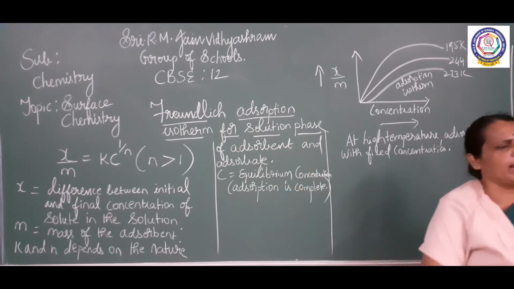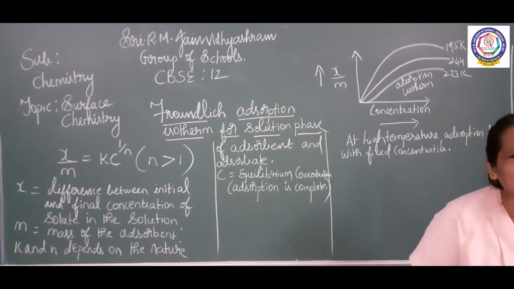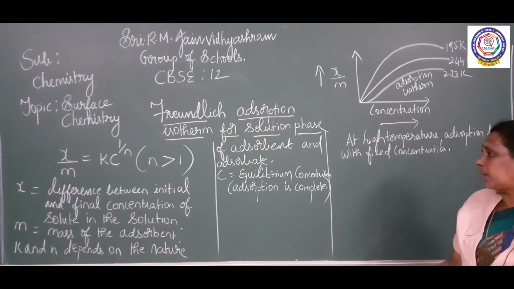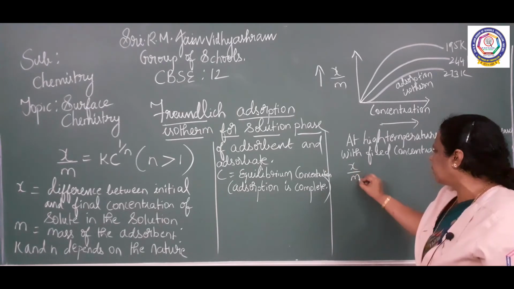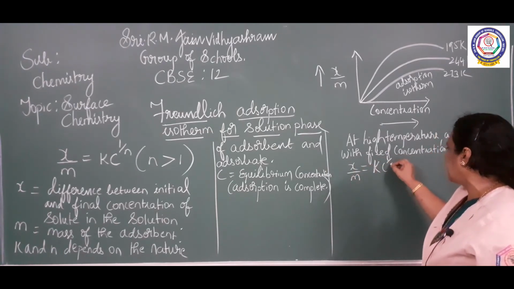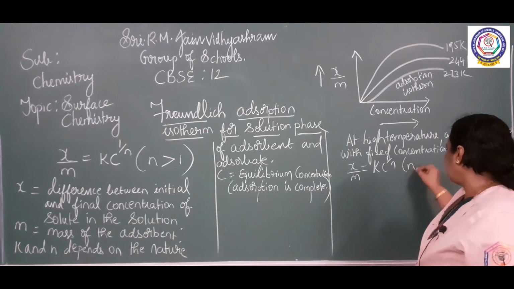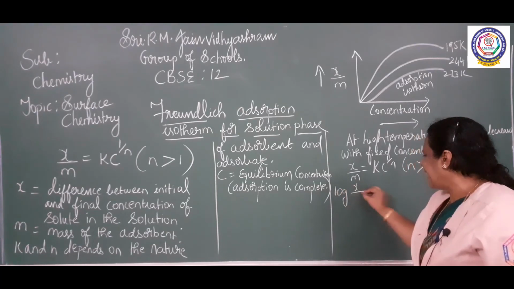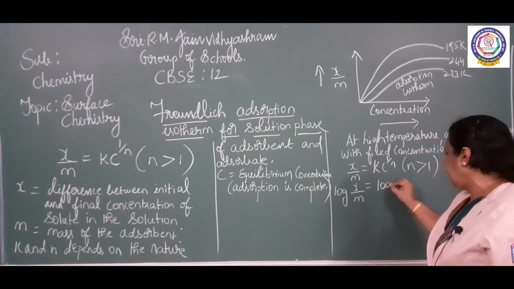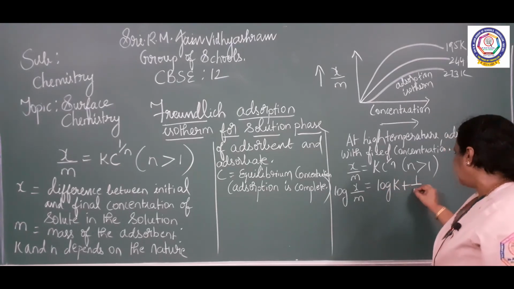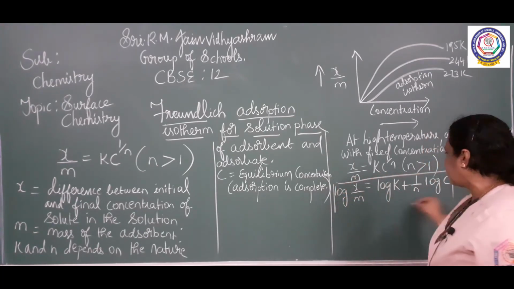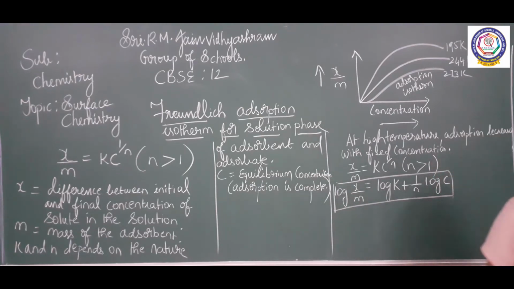Now we are going to take logarithm to check the validity of the adsorption in solution phase. So x by m is equal to k into c power 1 by n. Taking log, what will you get? Log x by m is equal to log k plus 1 by n log c.